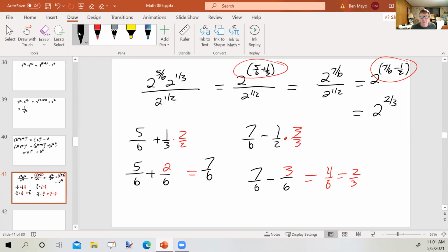Okay, lots of review of arithmetic there, adding and subtracting fractions. You've got to get a common denominator, etc., etc.